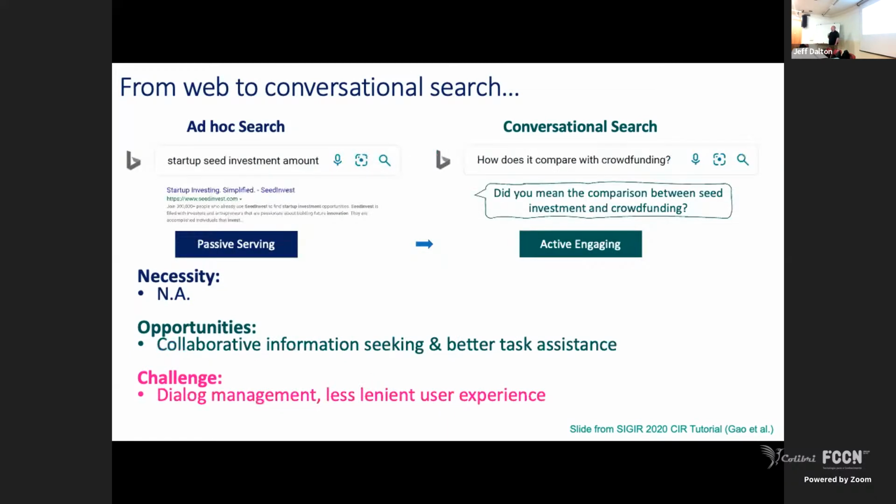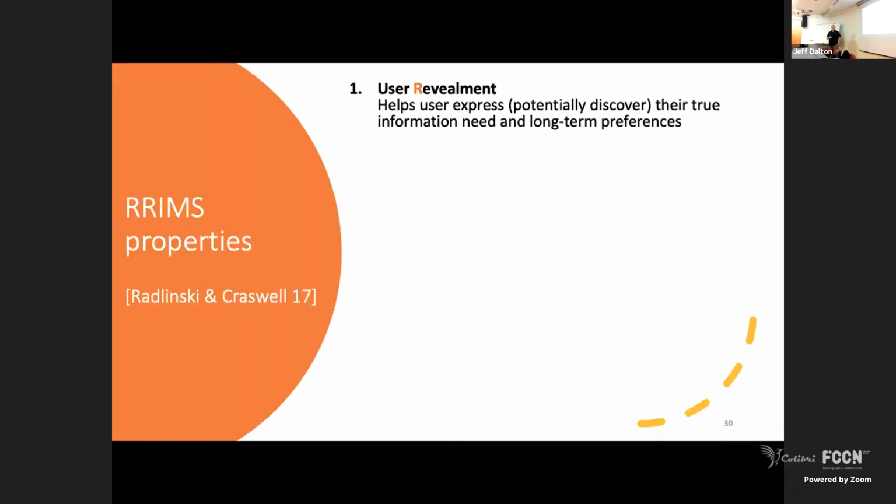And, as also was mentioned, the fact that now the search engine can talk back to you. Did you mean the comparison between seed investment and crowdfunding? Instead of just giving you results. So that presents a new task. So we can now rank questions. We have to decide when and how to ask the right question. Should I ask it at the beginning? Should I elicit your information? These are all key design choices of a conversational search system that are different from traditional web search.